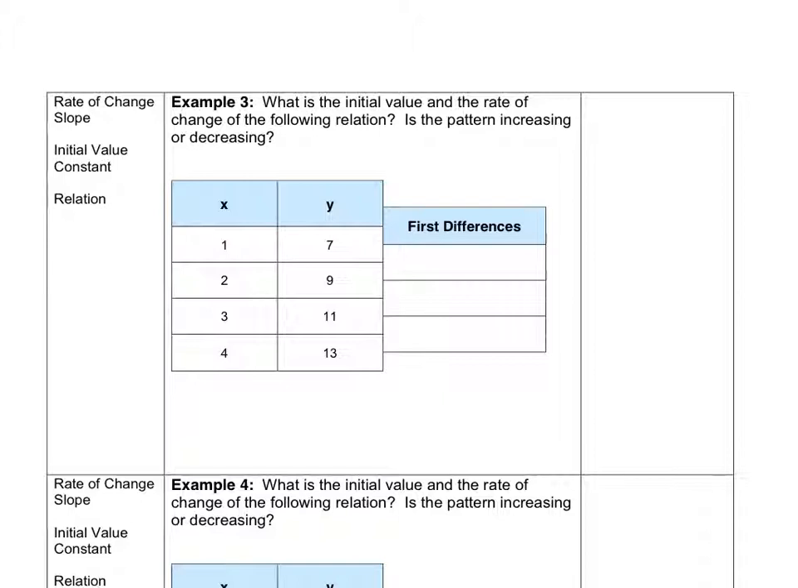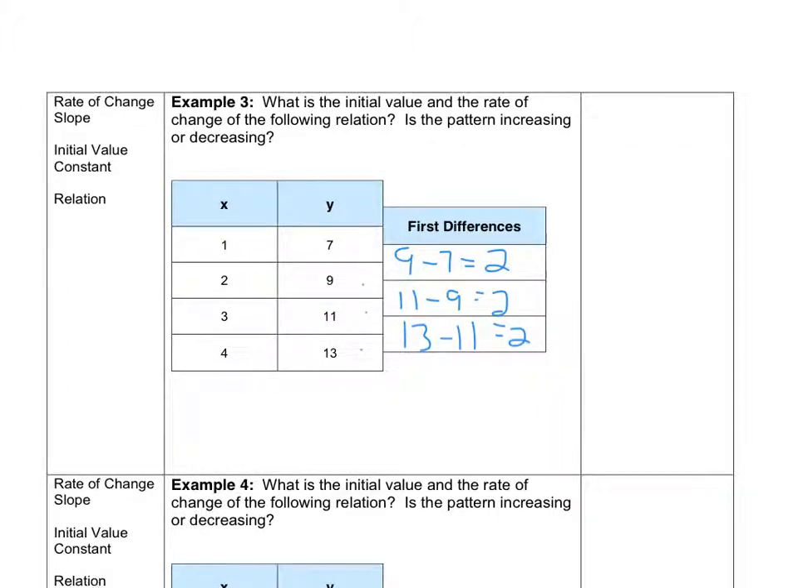Next, I'm going to find the initial value and the rate of change from tables. So in this problem, I have my x values, which increase by 1, 1, 2, 3, 4, and my y values that are given to me. I have room to find the first differences, so it's just the second take away the first. So 9 take away 7, which is 2, and then here it's 11 take away 9, which is also 2, and then finally 13 take away 11, which is 2 again. And you can see that you're increasing by 2 each time, so 2 looks good.